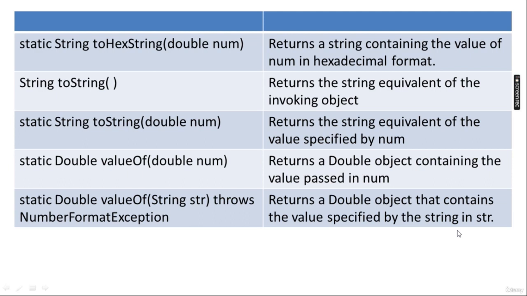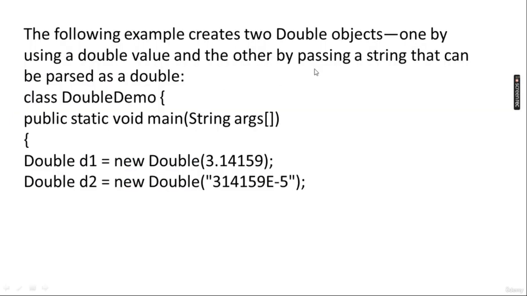Static Double valueOf(String) throws NumberFormatException. Returns a Double object that contains the value specified by the string. The following example creates two Double objects, one by using valueOf, the other by passing a string that can be parsed as a double. First is 3.14159, which is directly passable as a double. Second is 314159e-5, which is converted to double using the conversion function.